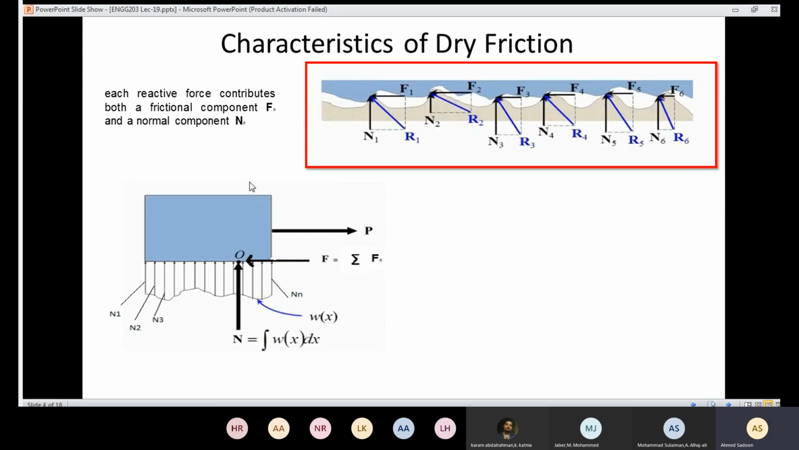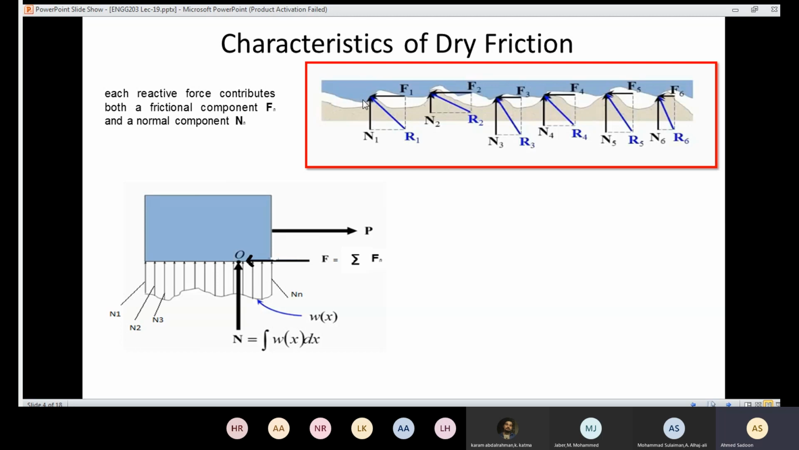Then I can use the summation of the forces in the X-axis. I'm going to have F1, F2, F3, F4, and FR, the frictional force. So at each point I have a frictional force. I'm going to get the summation of those frictional forces, and I'm going to end up with FR in that direction. The direction of the frictional force is going to be opposite to the applied force. So if P was in that direction, then the friction is going to be in the opposite direction.